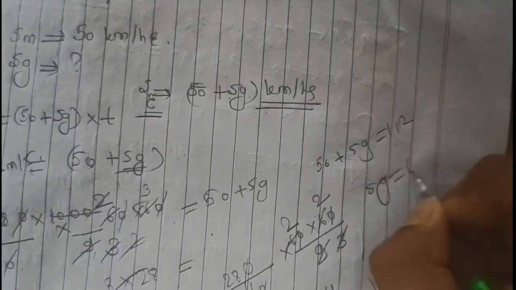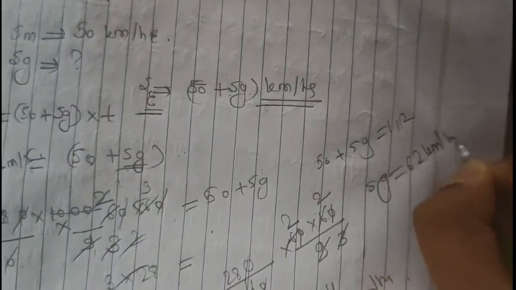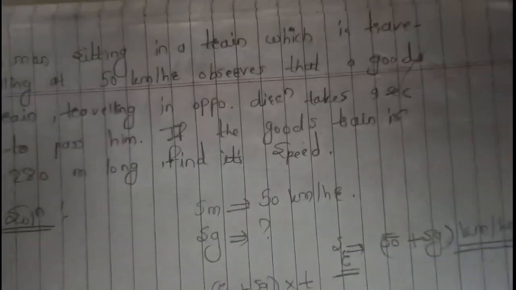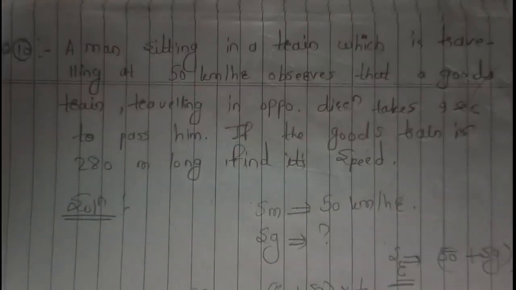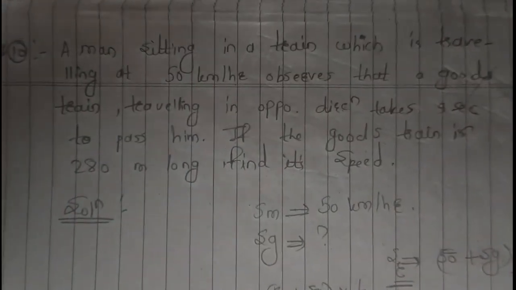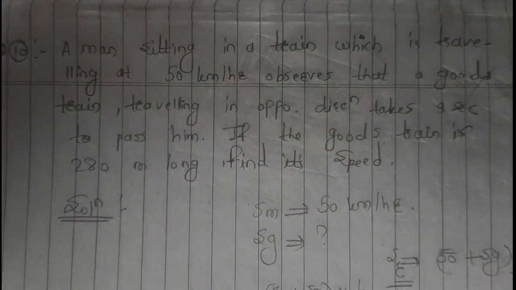I hope you understand why we have considered here the speed of the man, not the train, because the man is sitting inside the train and we are seeing from the man's perspective. So this is our last question, and I hope you understood the video.